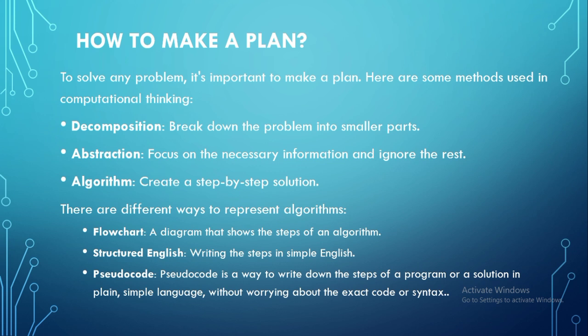There are different ways to represent an algorithm. First is a flowchart. A flowchart is a diagram that shows the steps of an algorithm. It is a graphical representation of the steps in an algorithm, a picture form of the algorithm steps. The second is structured English, writing the steps in simple English, but in a way that is structured for easy understanding. The third concept is pseudocode.